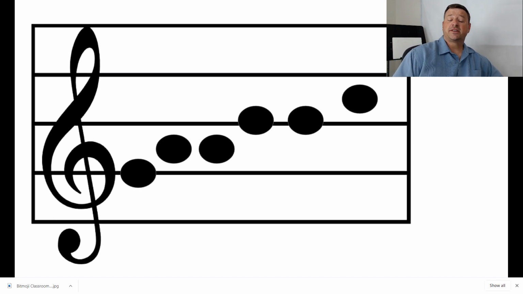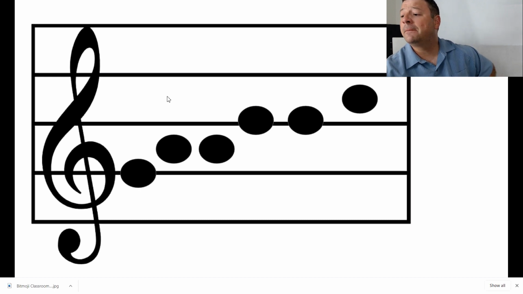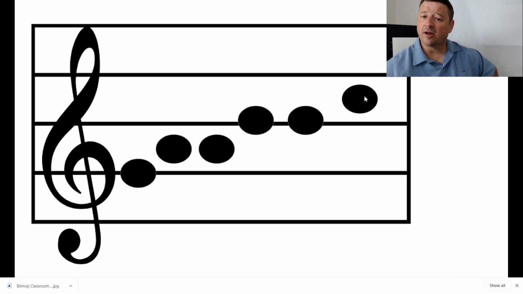Nice. So we're just going to take a look at the very ending. See how it's going up one at a time? It's going up by step is what we call that. When it just moves one note right to the next note, that's called moving by step.